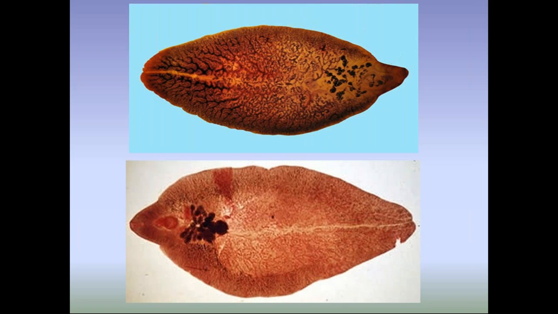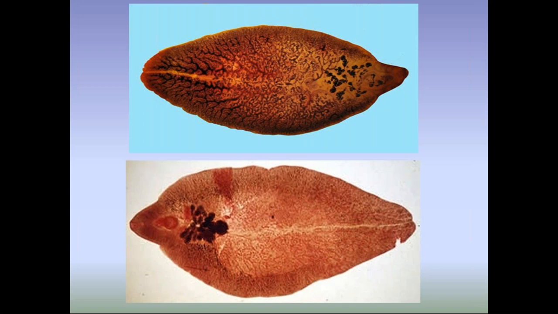Along with that, the uterus is present, the ovary is present, the testis is present, the seminal vesicles are present, the vitelline glands are present, the cecum is present, etc. There are many intestinal organs and reproductive organs. Everything is present in the adult worm.